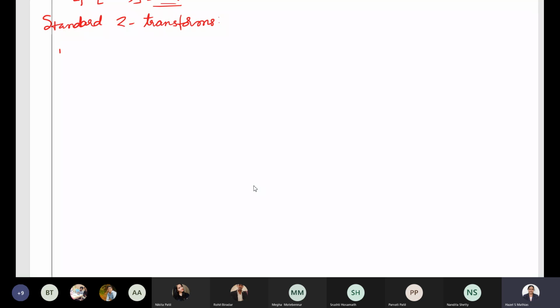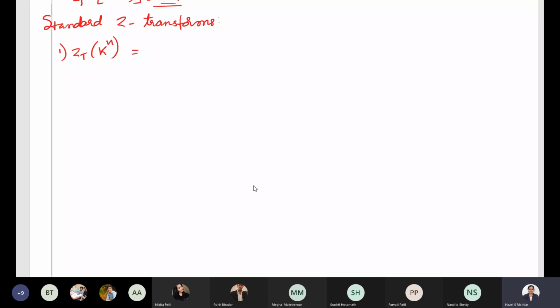So we'll discuss the standard Z transforms. The first one is the Z transform of k power n. I'll just derive this and show you, but it is not required from your exam point of view. You just need to remember the Z transform of k power n.